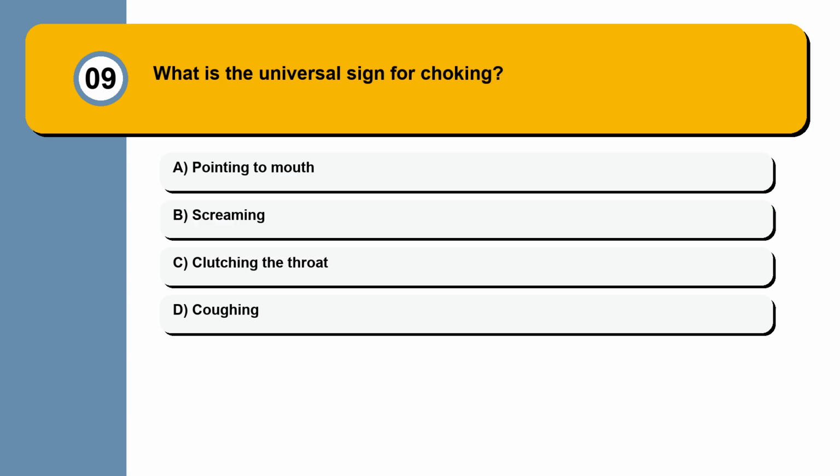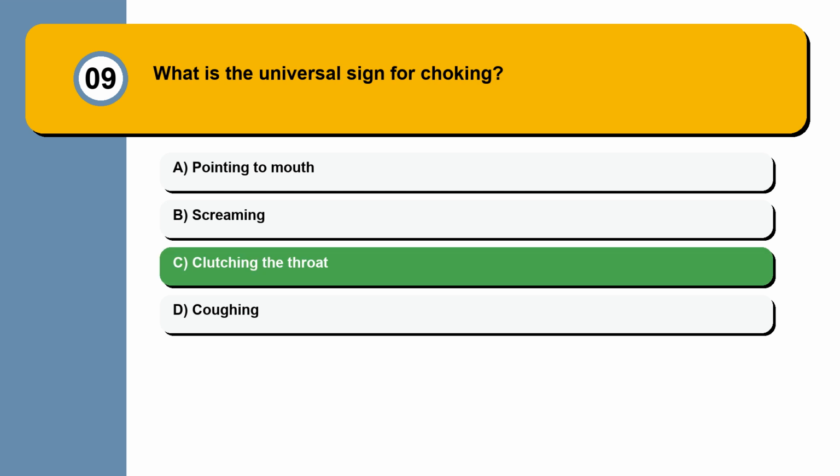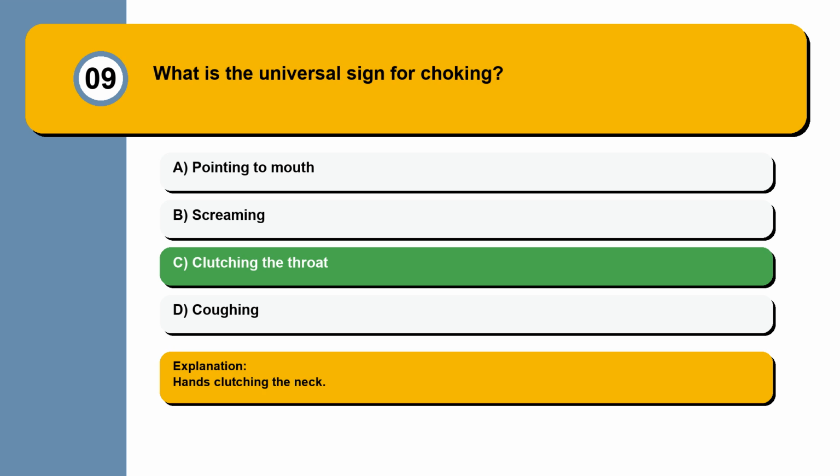Question 9. What is the universal sign for choking? Pointing to mouth, screaming, clutching the throat, coughing. Hands clutching the neck.